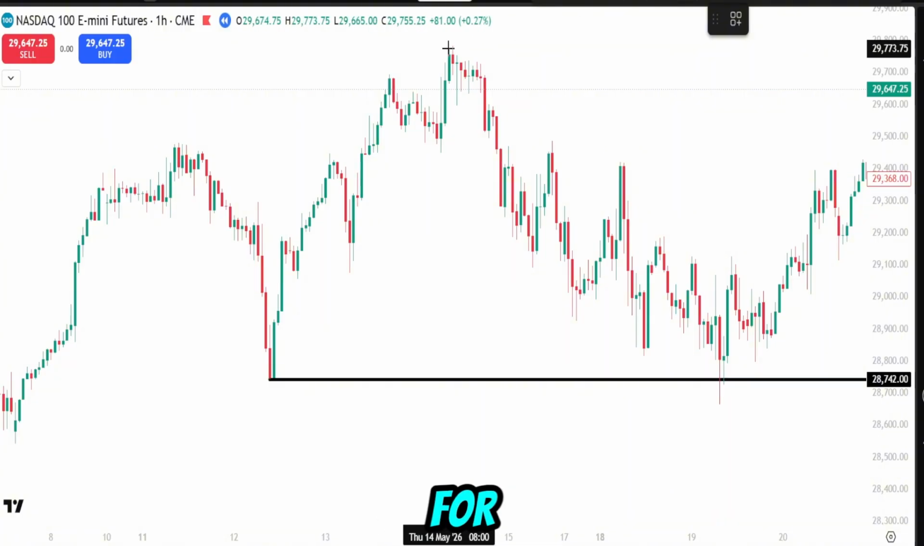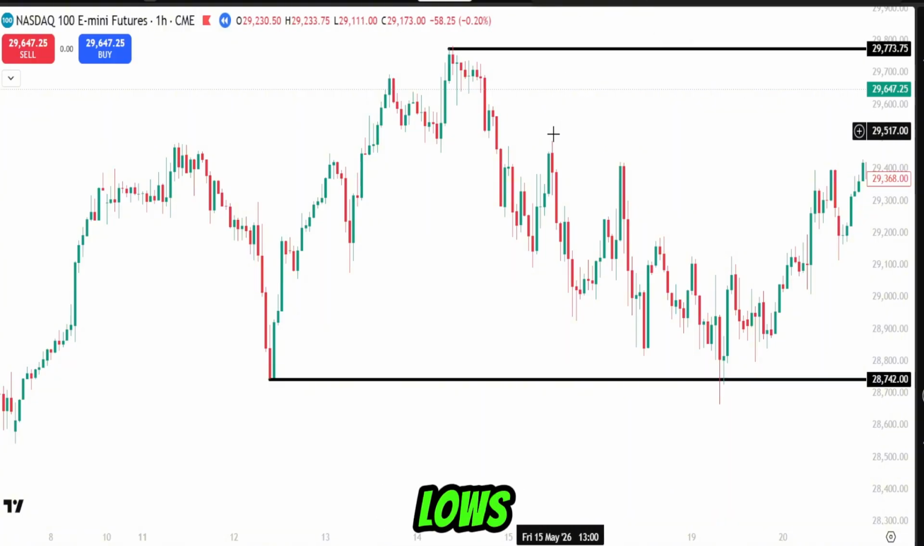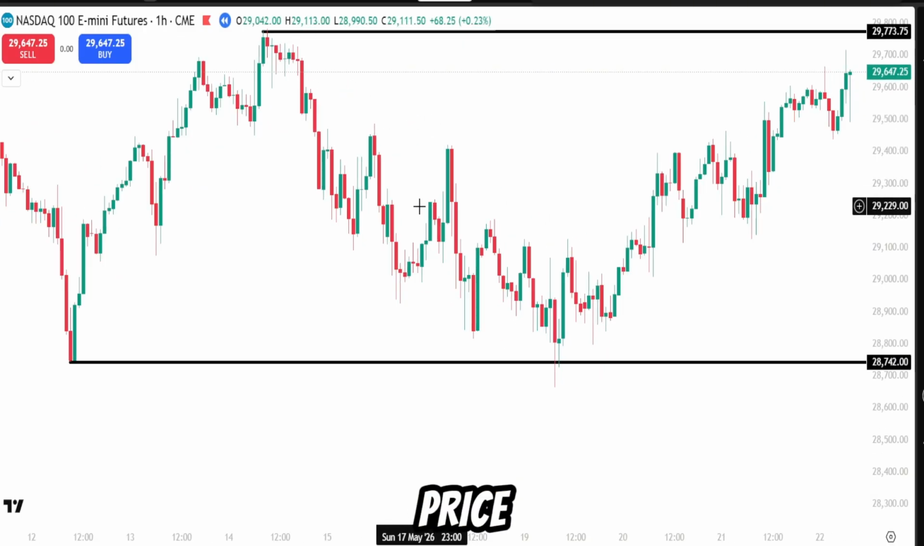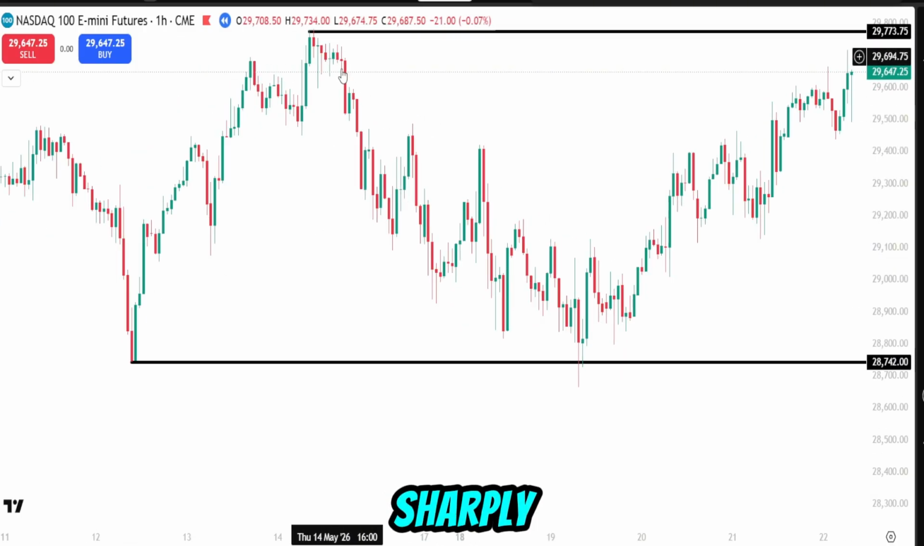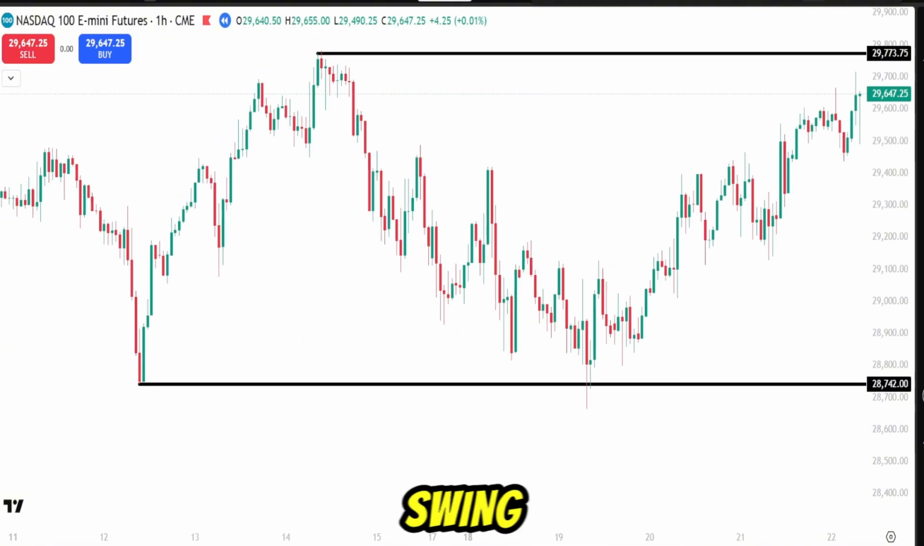So what are you looking for? Swing highs and swing lows. Any clear high or low that price has made and moved away from sharply. Above swing highs, you have stop losses from traders who are short. Below swing lows, you have stop losses from traders who are long.